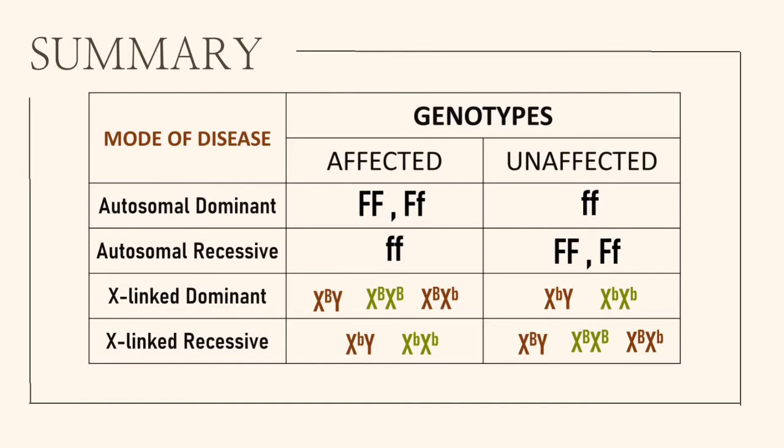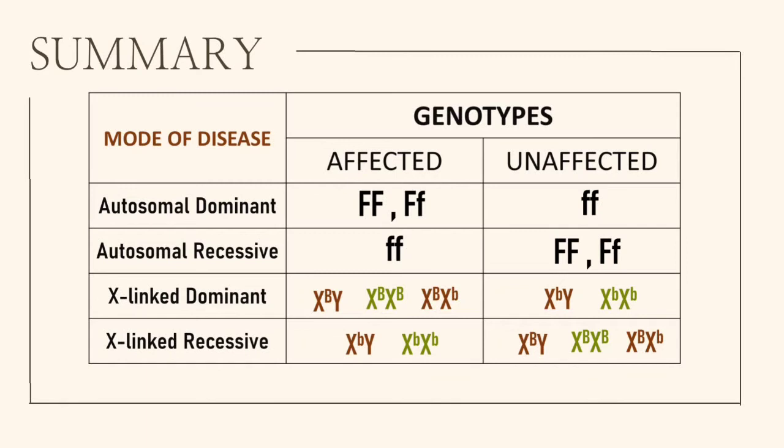To sum it up, here are the genotypes that we need to use in order to know more about different diseases, okay? Or different modes of diseases. So again, we have the modes of diseases na autosomal dominant, autosomal recessive, X-linked dominant, and then the X-linked recessive. Okay? So for the genotypes, as you can see in here, we have here the affected and unaffected individual. Okay? So ano nga bang gagamitin natin kapag affected? Ano nga ba gagamitin natin pag unaffected?